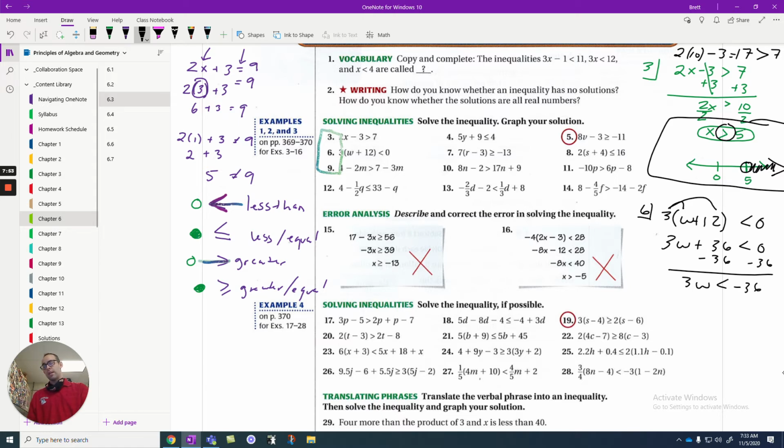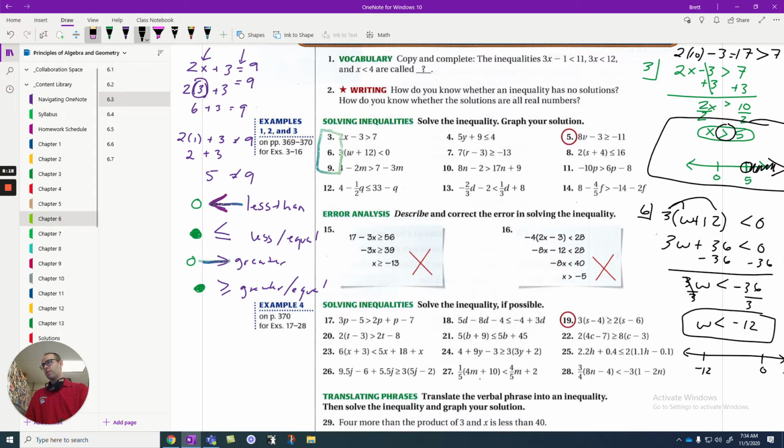And because this is 3 times w, we divide by 3, and we get w is less than negative 12. So there's my first answer. Second answer is the number line. Because negative 12 is pretty far to the left, I'm going to put 0 way over here. I could write 12 marks, but I don't really need to. I just need to label that there's negative 12.